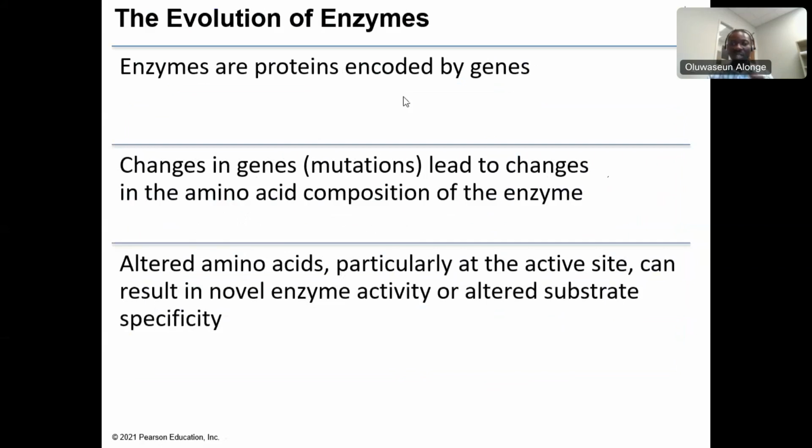Enzymes are proteins encoded by genes, and changes in gene mutation will lead to changes in the amino acid composition of the enzyme. And if the amino acid is altered, particularly in the active site, that can result in novel enzyme activity or altered substrate specificity.